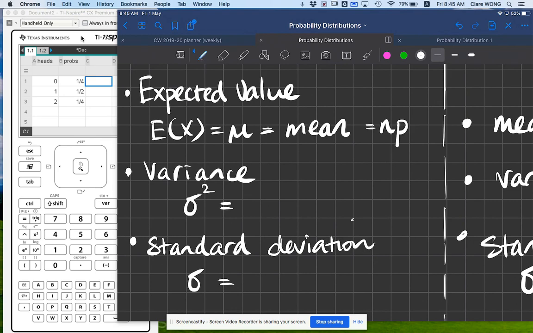The variance is the number of trials times the probability of success times the probability of failure. Standard deviation is the square root of the variance. So this is sigma squared, and then you will have sigma, which is the square root of n times p times 1 minus p.